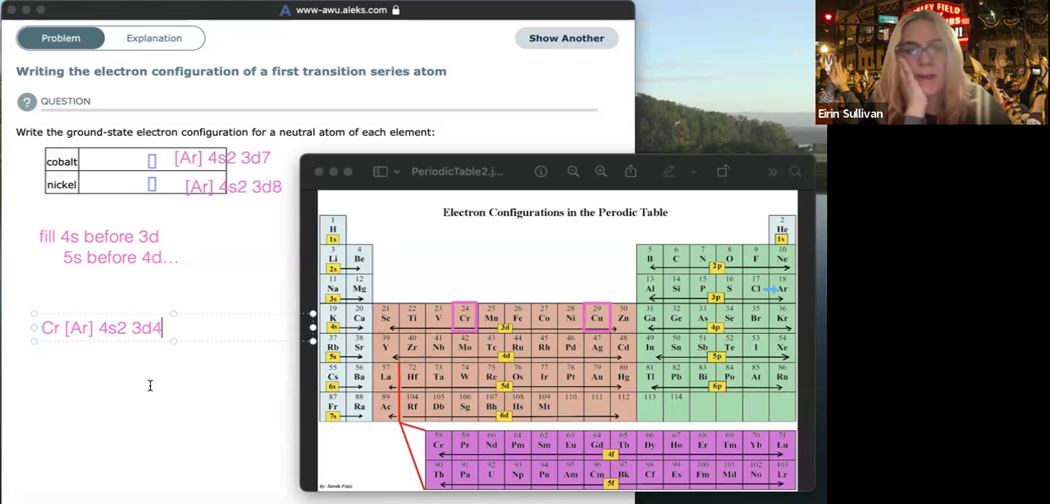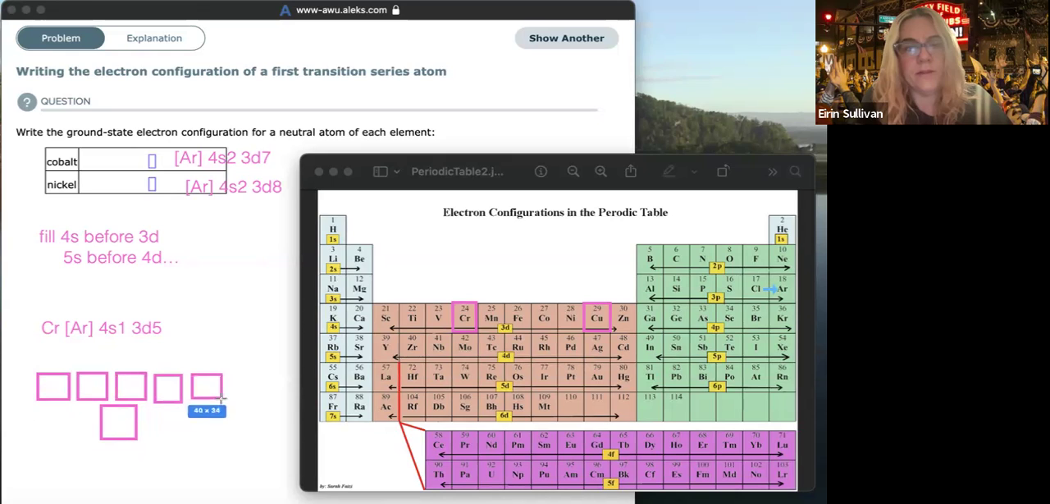Okay, it actually has a 3d5 configuration, so it has one less electron in the 4s, and it gets promoted up to the 3d, like so. And this is possible because the 4s and the 3d orbitals are actually very close in energy. So what you end up having is a more stable configuration of each of these orbitals having just one unpaired electron in them. So this is my 4s and my 3d. So for chromium, you actually have this situation.